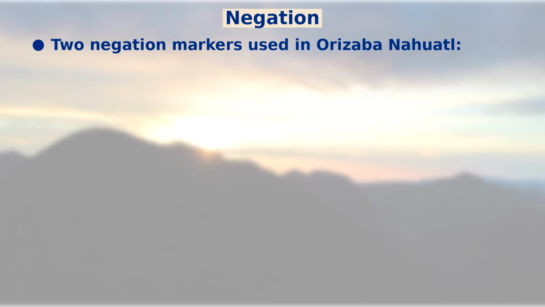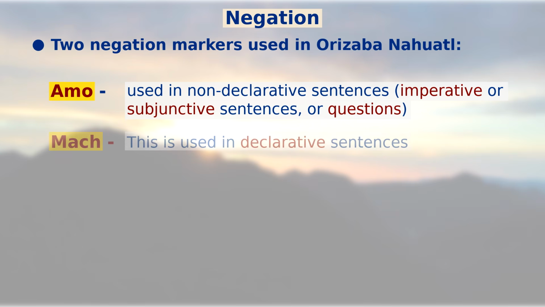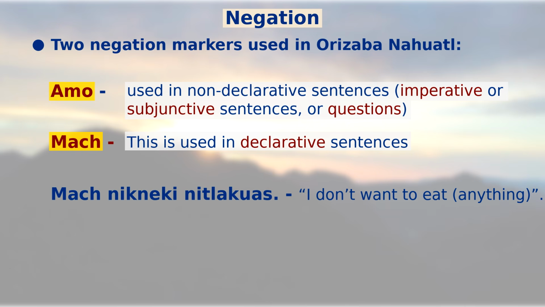There are 2 negation markers used in Orizaba Nahuatl. Amo. This is used in non-declarative sentences. In other words, imperative or subjunctive sentences or questions. Mach. This is used in declarative sentences, like regular statements. For example, Mach negnegen tlacuas.